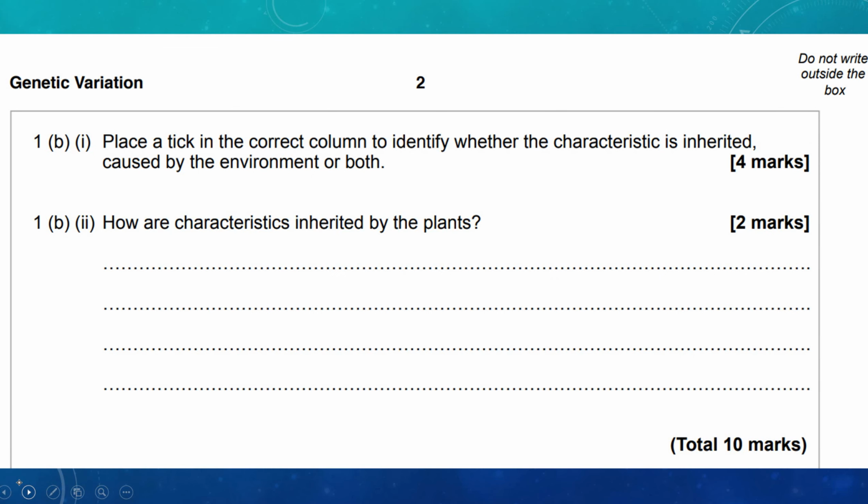The last part of this question, it says, place a tick in the column to identify whether the characteristic is inherited. So that's from the previous page. How are characteristics inherited by the plant? Notice there are 2 marks here. So it's wanting 2 bits of information to say how features or characteristics are inherited. And there's a total of 10 marks. Pause the video, go back if you need to, answer on paper, and then these are the answers.